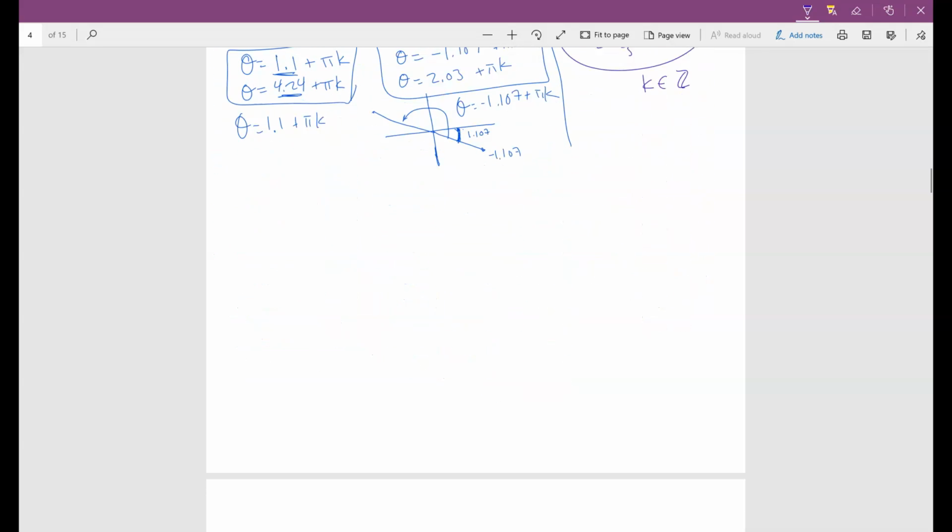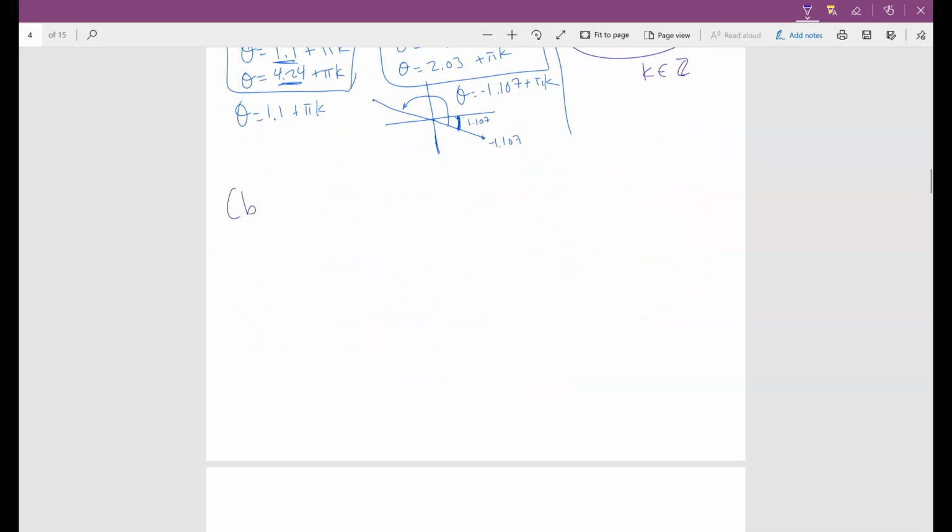Okay, so now let's do part B. Let's say you wanted to do 3 sine squared theta minus 7 sine theta plus 2 is equal to 0. Now this one looks a lot like a quadratic. In this case, you can try to factor it if you can, because this looks a lot like 3x squared minus 7x plus 2 equals 0.